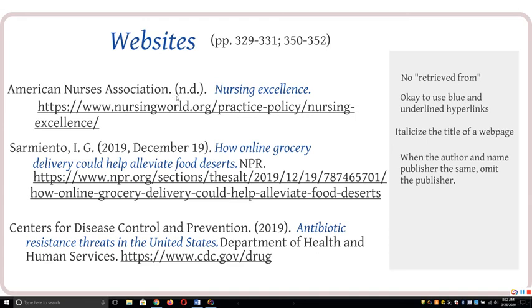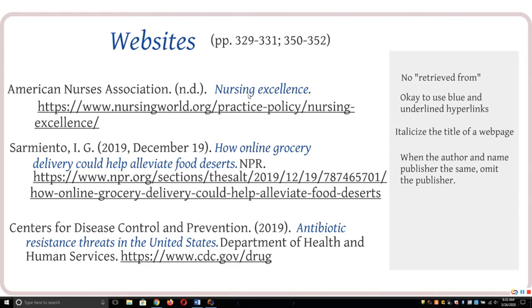I wasn't able to find an individual date. You can put n period, d period for no date. Then we follow that with a period, and then we include the name of the website, and you'll notice you capitalize only the first word, and of course if there's a subtitle, you capitalize that first word, and you would also capitalize proper nouns. But one of the things you'll notice is that the name of a website is always going to be italicized. And then after the name of the website, we end that with a period, and then we put the full URL to that individual website.